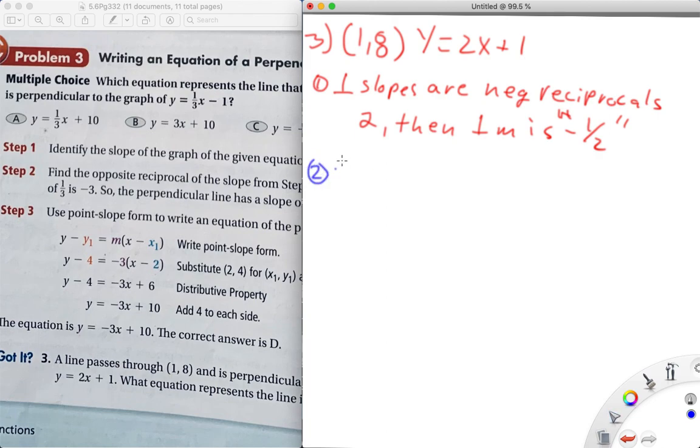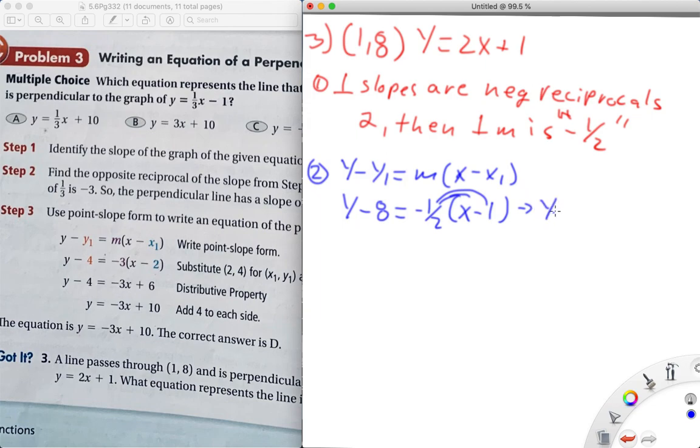Step 2, we can use point slope and turn it into slope-intercept. So that's y minus y1 equals m times x minus x1, right? I'm going to substitute 8 for y1, negative 1/2 for m, and 1 for x1. I'm going to use the distributive property here. And that gives me y minus 8 equals negative 1/2 x plus 1/2.